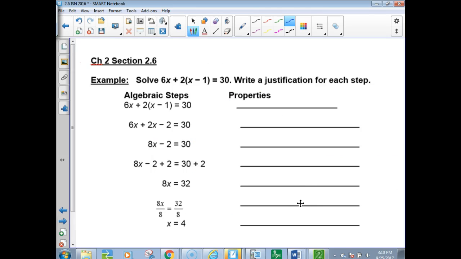Okay, so let's do a proof in our notes for solving algebraic steps. The first step is to write down the given. What did you do to get from step 1 to step 2? So you write distributive property. That's the reason you've got to say that.